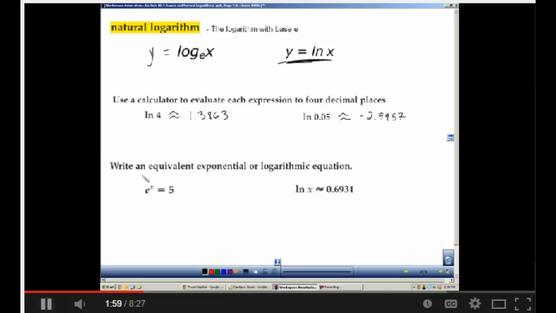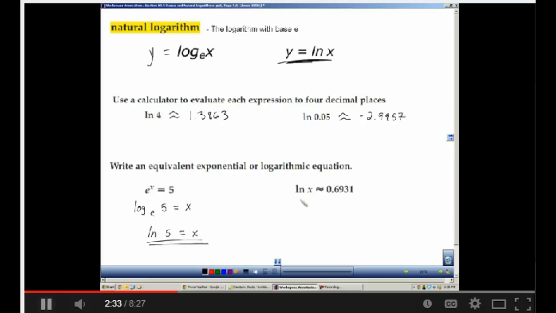Now go down here, and we want to write an equivalent, either an exponential or a logarithmic equation. This one has the e in it, so we want to write the logarithmic version of this. The way I'm going to do that is I'm going to write log base e of 5 equals x, and that's just using the definition of logarithms. Now I'm going to write that a little bit differently, because we said up here we don't typically write log base e. We use the shorthand version of ln. So we would say the natural log of 5 equals x.